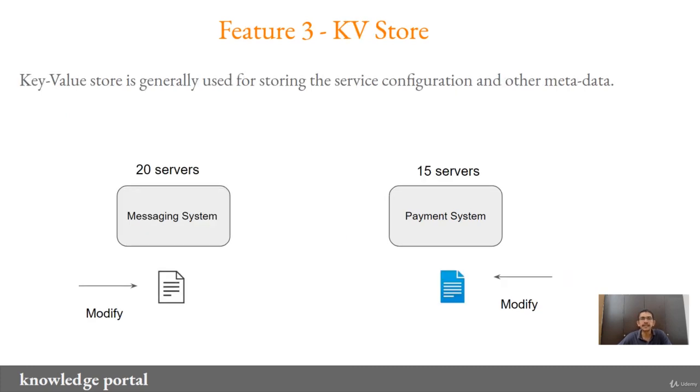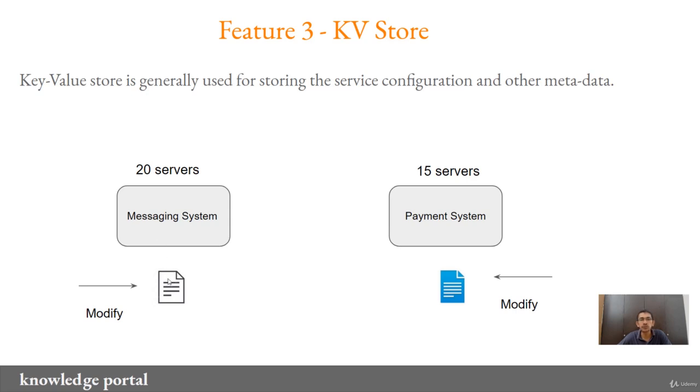The third feature is the key value store. The key value store is generally used for storing the service configuration and other metadata. Let's say that you have 20 servers of the messaging system and 15 servers of the payment system, and the configuration associated with the application is hard coded into the server itself. Let's assume that after a few days you want to modify some parameter in the configuration file of the messaging system.